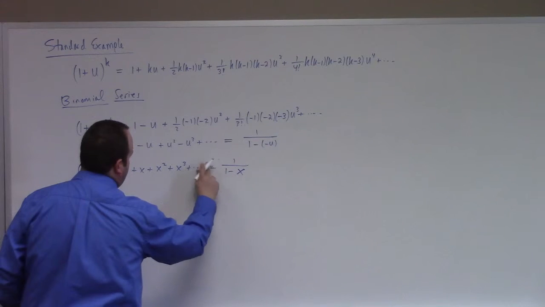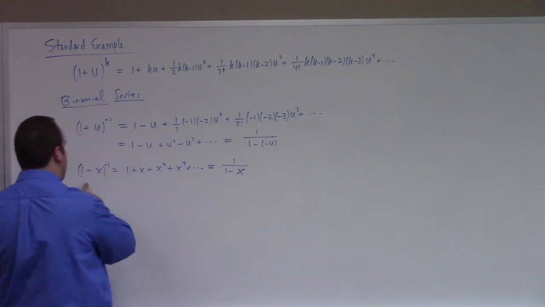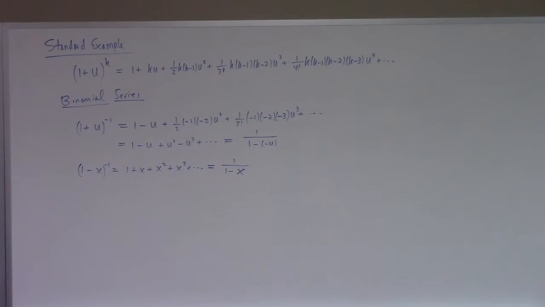So this is an overlapping case. This case, the binomial series and the geometric series, is where they're both applicable. It's not usually the case.